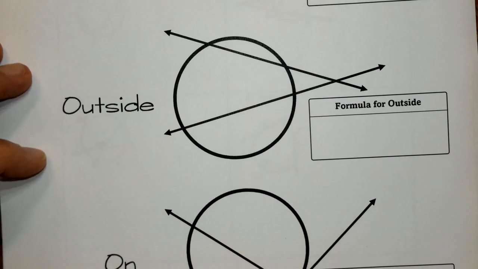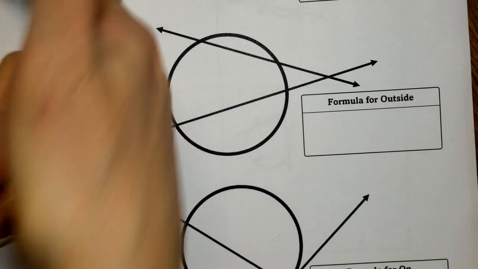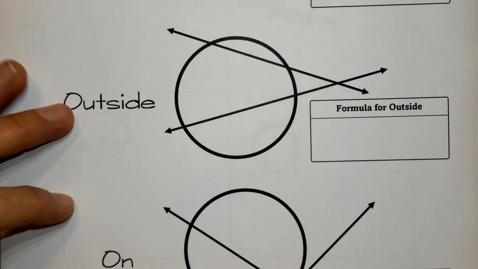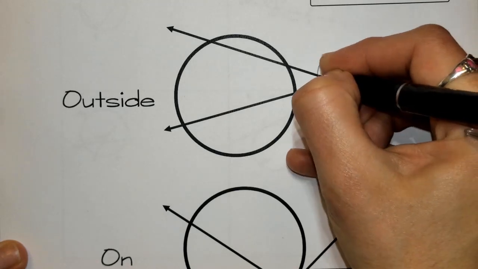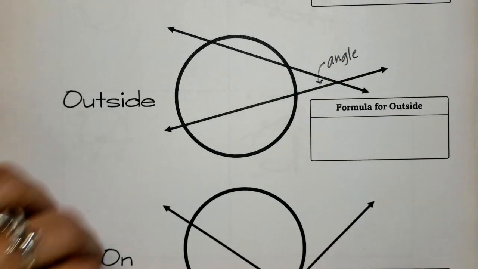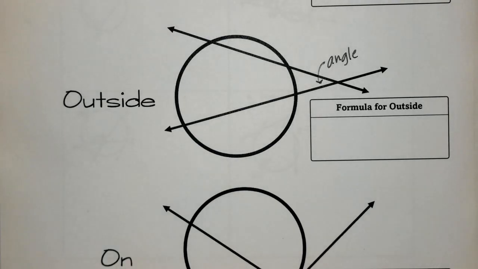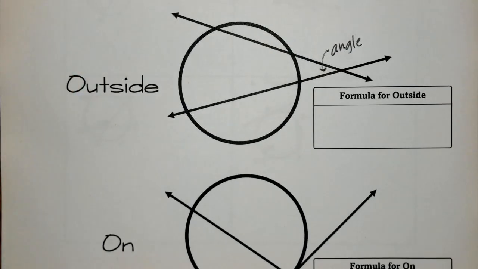Then what happens if the angle is on the outside? This is going to be created by two secants. Secants slice through the circle. So now we're seeing that the angle is outside. What we're going to do now is take the difference between the two arcs. Here we added them, now we're going to subtract them, but you have to subtract them correctly.